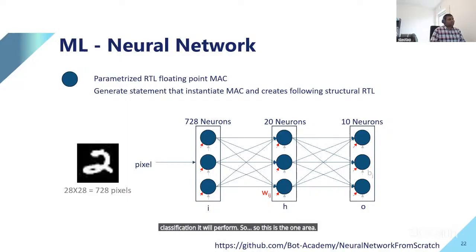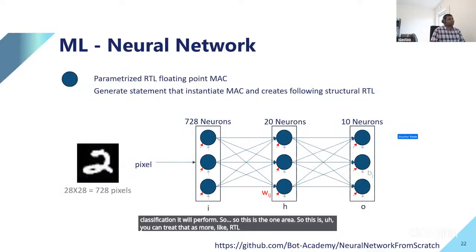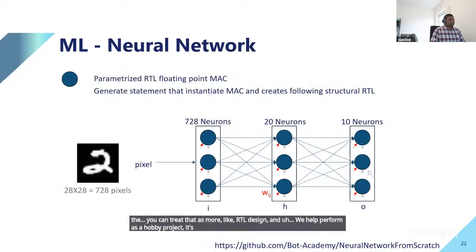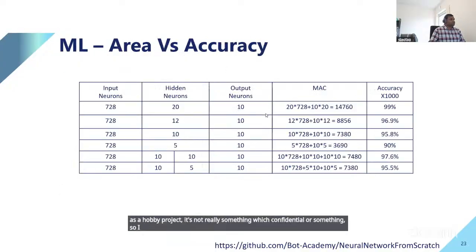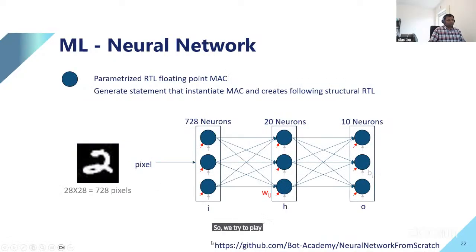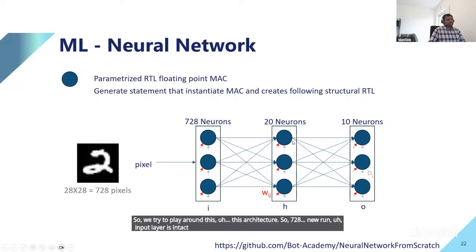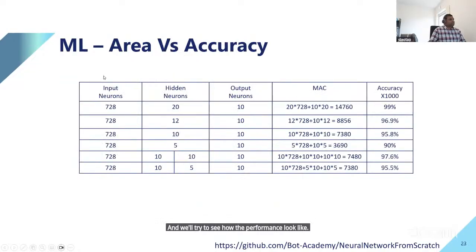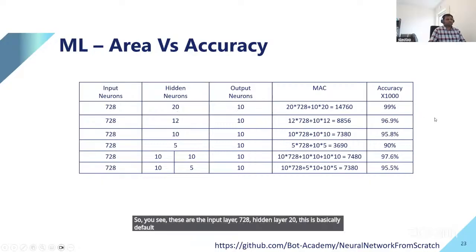So this you can treat as more like an RTL design, and we have performed it as a hobby project. It's not really something confidential, so I can share. We tried to play around with this architecture. The 784 neuron input layer is intact, the output layer is intact. We try to reduce the middle layer, because when you reduce the middle layer, lots of multiplication operations will get reduced, and we try to see how the performance looks. So you see, the input layer 784, hidden layer 20. This is basically the default. The first, you get 99% accuracy.